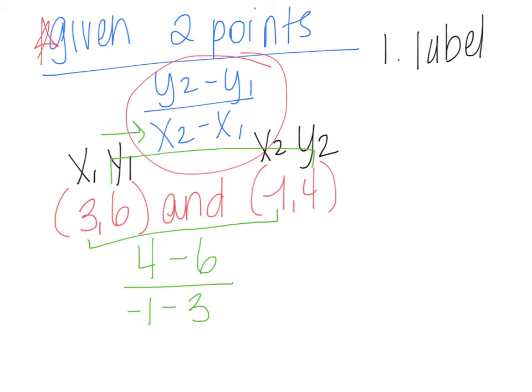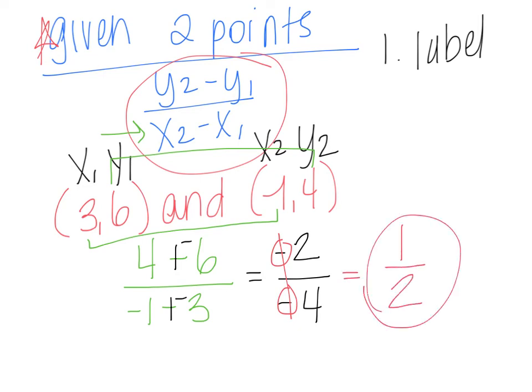Now every time we see subtraction, we are doing SAO. So this is actually 4 plus negative 6, which is negative 2. Negative 1 plus negative 3, which is negative 4. Now here you have to think rules of division and fractions. When you have 2 negatives, they cancel out. Also, I want this always in simplest form. So to reduce 2/4, that would be 1/2. So if you were to plot these 2 points given, the slope would be 1/2.